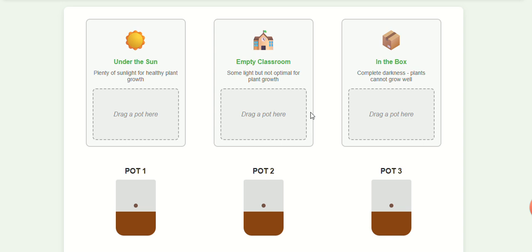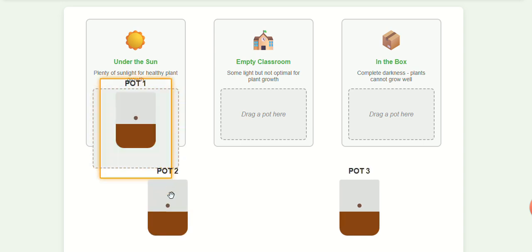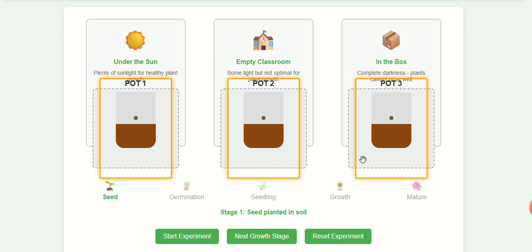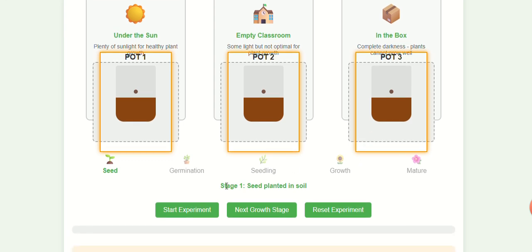Each group will have to come to the laptop in front and interact with the simulation by placing these 3 pots under different conditions. Then they will have to observe these results. This is how they are going to interact with the simulation.